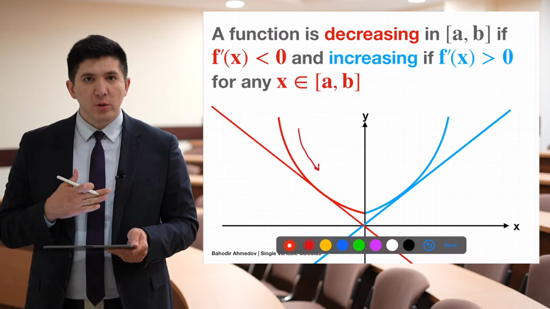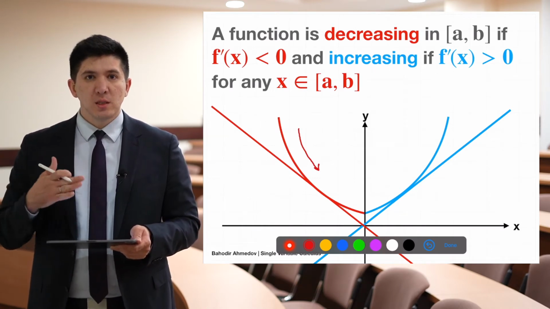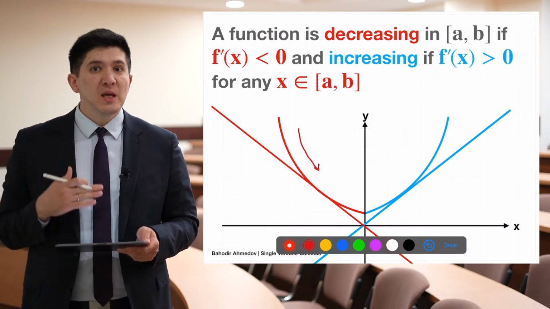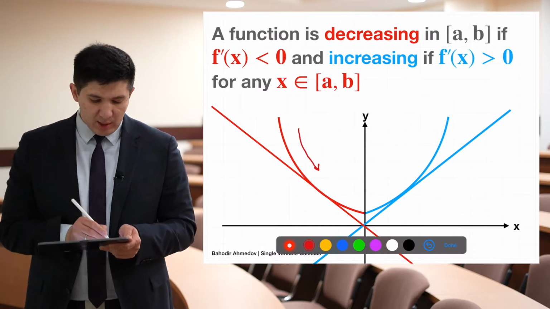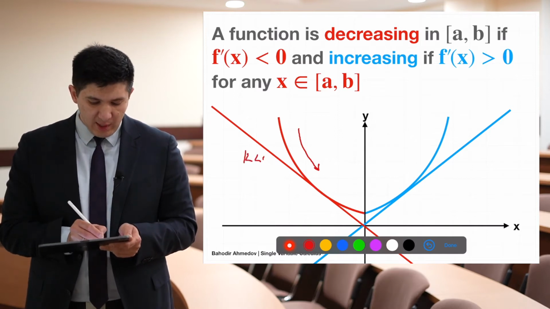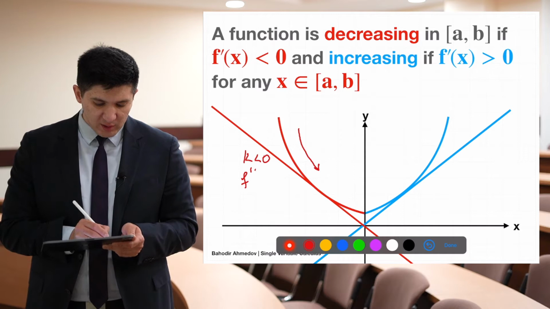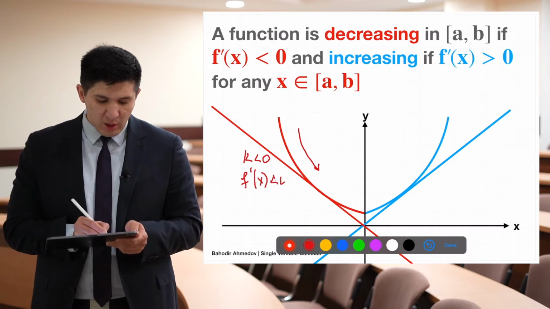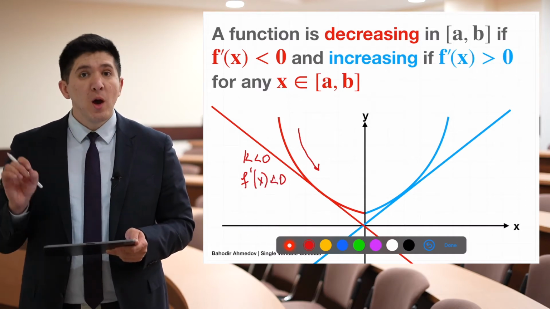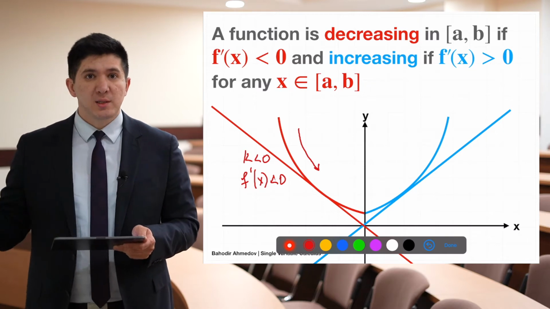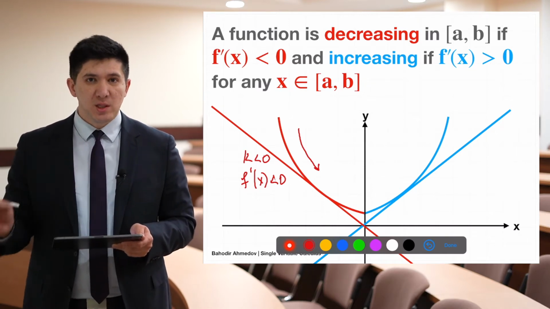And if we draw the tangent lines at the points in that region, we can see that the slopes of those tangent lines are negative, or essentially the derivative of the function at these points is negative, because we know that the slope of a tangent line is nothing else but the derivative of the function at that particular point.